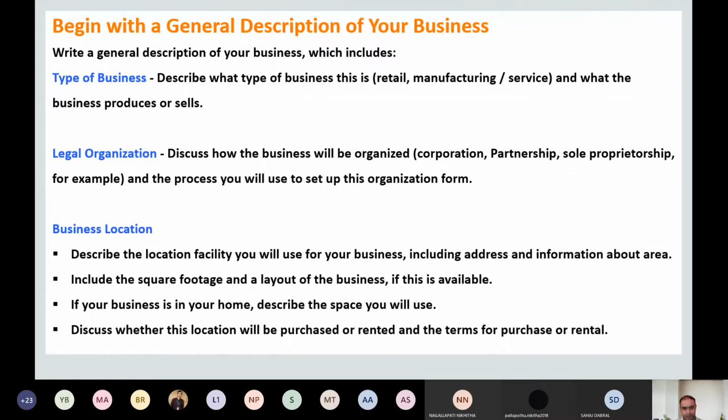Then legal organization. Here you should know whether your organization, when it develops, is going to be a corporation, a partnership unit or a sole proprietorship. Sole proprietorship is one which you own on your own. For example, the Reliance group belongs to Mukesh Ambani or Anil Ambani. They solely own the business, and they are responsible for it.